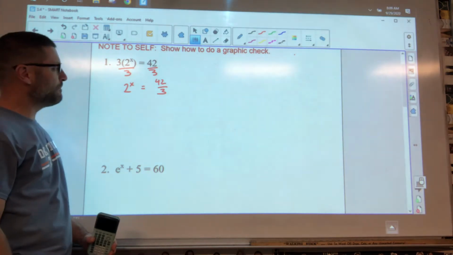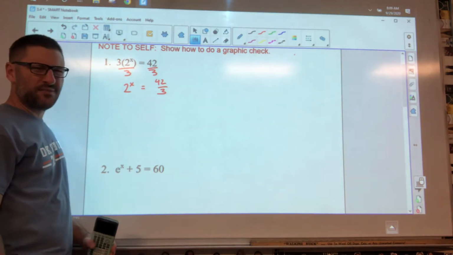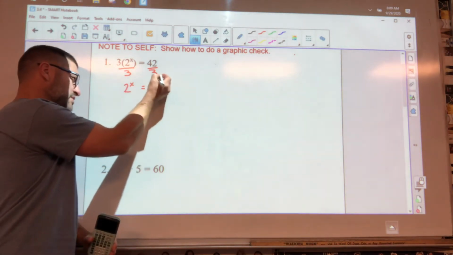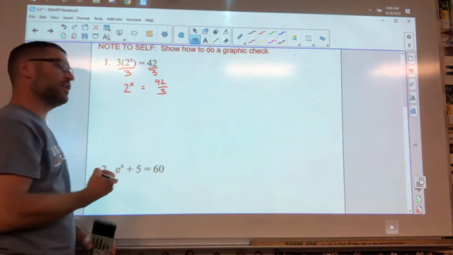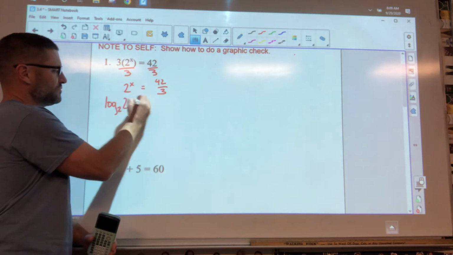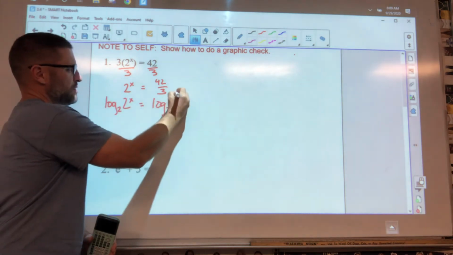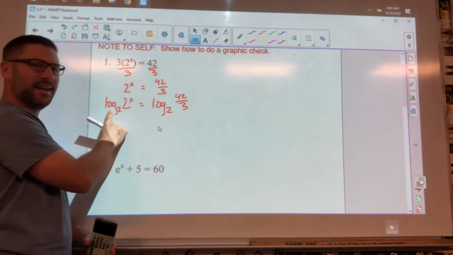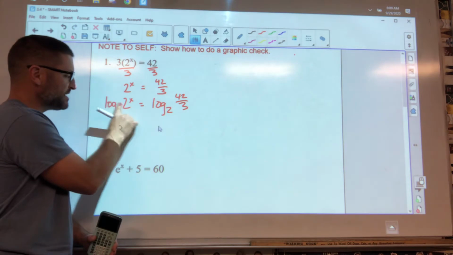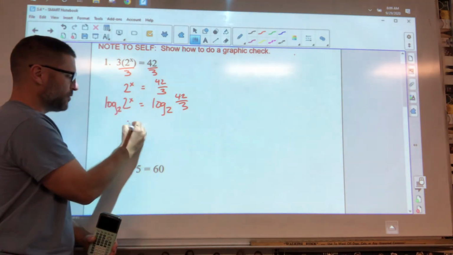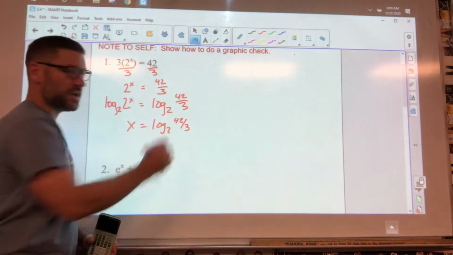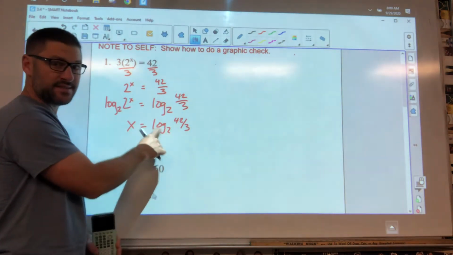Now there are really two trains of thought. One is you could pigtail it, so you could go log base 2 of 42 over 3 equals x. Or you can think about it as using a log base 2 on both sides. I added it on the left side and on the right side. The reason this way works is because log base 2 of 2 is 1. That wipes out, and I'm left with x equals log base 2 of 42 over 3. That's the algebraic, that's the ACT answer.